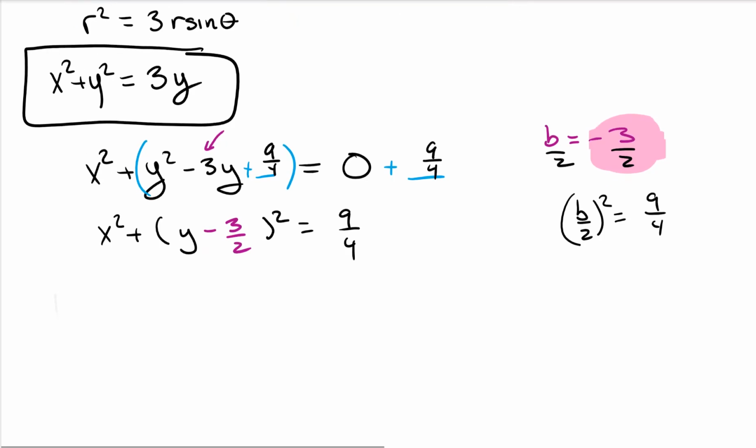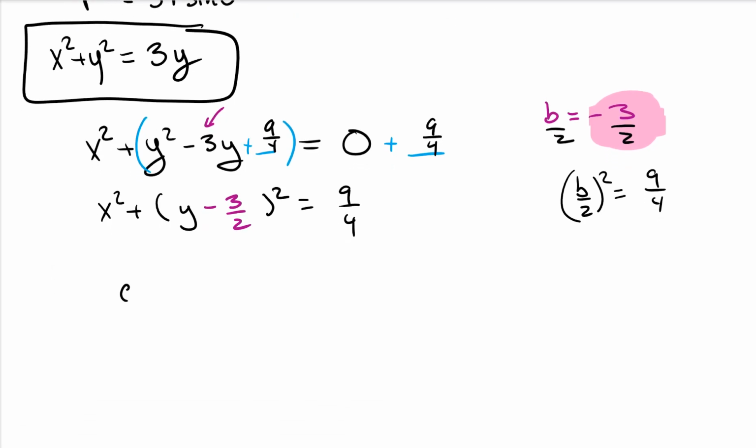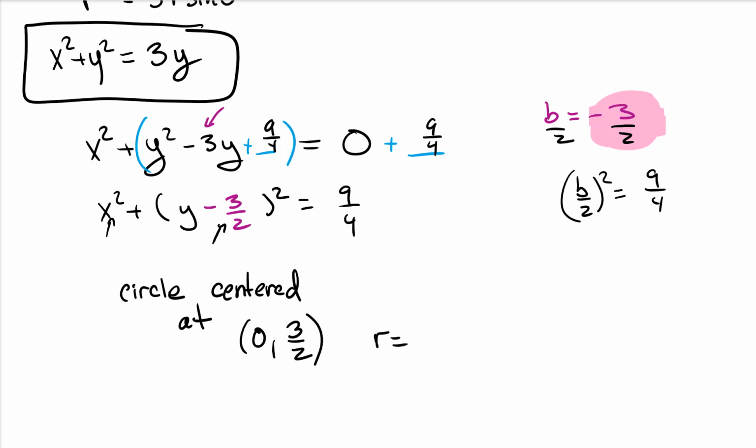It's really convenient. So it looks like we have a circle centered at, well, the x value is 0, right? Notice there's nothing being subtracted from x. So 0, comma, and then we use the opposite of that sign, positive 3 halves, with a radius of the square root of 9 over 4. You know the square root of 9? 3. You know the square root of 4? 2.